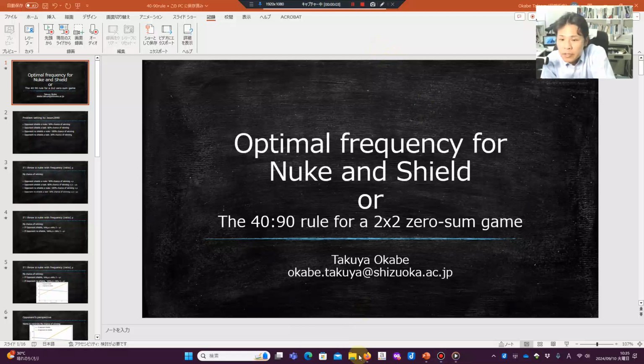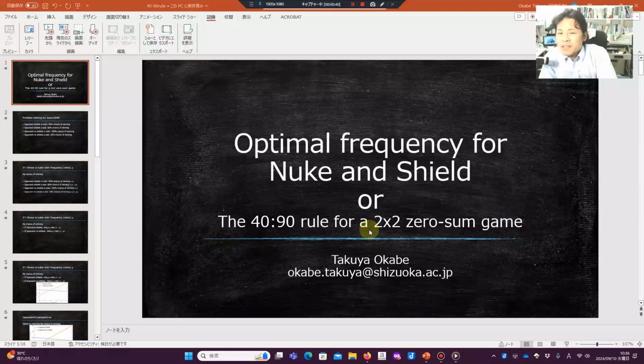Hi, I'm Takuya Okabe. I'm talking about an application of game theory to a PvP game played by two players, the attacker, I, and the opponent, the defender. And the attacker has two choices. One is to throw a big move or a nuke move, and another choice is to throw a bait move, a weak move with a low energy cost.